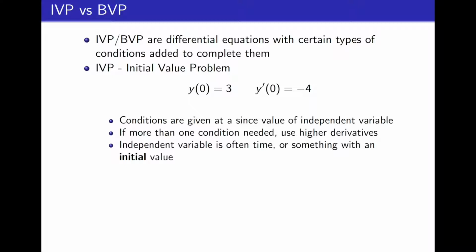For an initial value problem, the conditions are given at a single value of the independent variable, usually at 0. If multiple conditions are needed, for instance for higher order differential equations, then the conditions are set on higher order derivatives at that single value of the independent variable. Often initial value problems correspond to an independent variable that is in some way temporal or time. So here we have an example where the function at 0 and the derivative of the function at 0 is assigned.